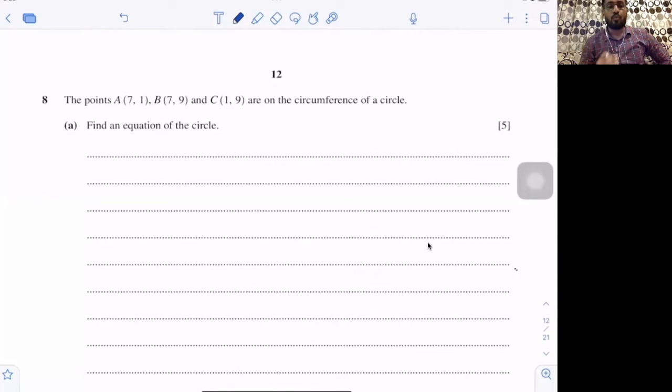Students, now we are going to move ahead with the next question, question number 8. Over here, you want to find the equation of a circle. You can observe there are 3 points on the circle given to us. The point A, whose coordinates are 7, 1, the point B, whose coordinates are 7, 9, and the point C, whose coordinates are 1, 9, are on the circumference of a circle. Find the equation of the circle. Now, students, you want to really know this well, that to find the equation of a circle, we will be using something called the center radius form.